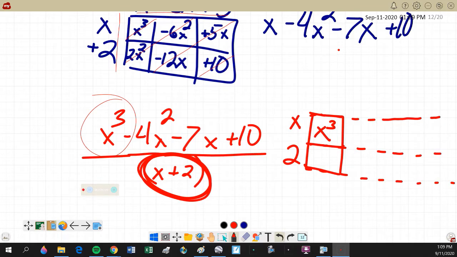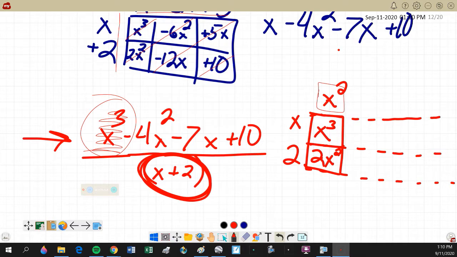Okay. Now, what would go here? Something times x equaled x to the third, x squared. If that's an x squared, what goes here? 2x squared. Does everybody follow? Oh, I forgot the squared. Okay, now we ask ourselves, did I use the entire numerator? Not yet. The only one I've used is the x to the third. How do I use negative 4x squared?